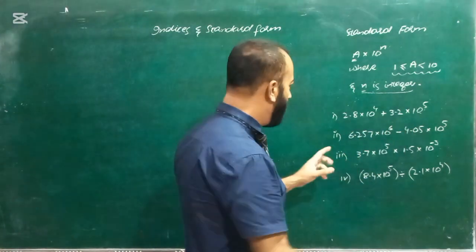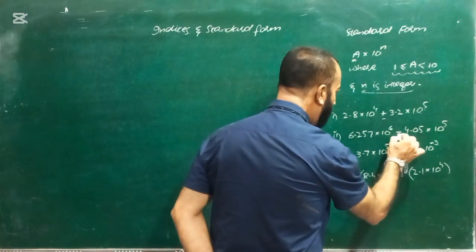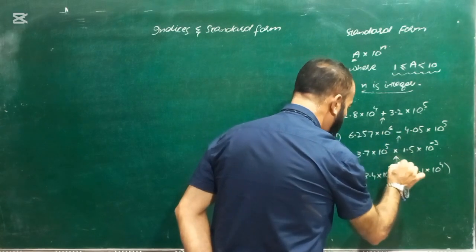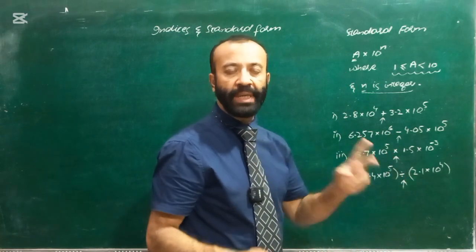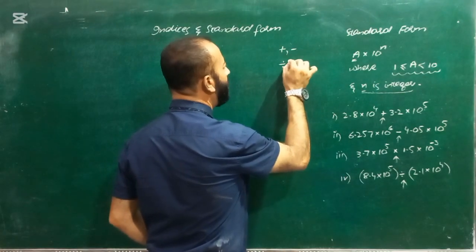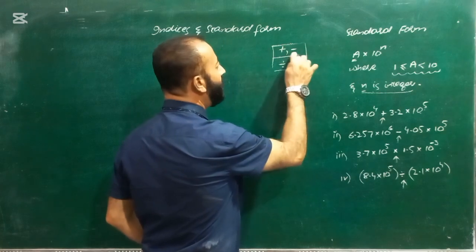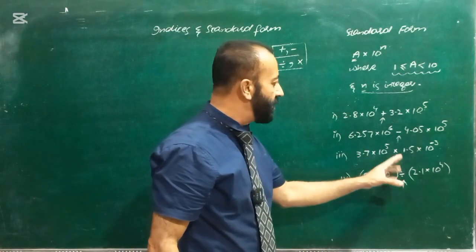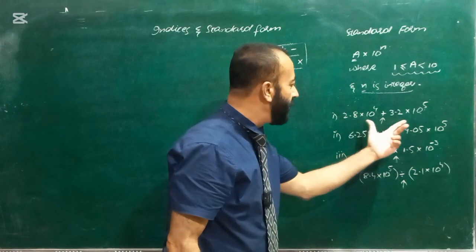So look now, here are 4 questions, and the statement is: solve this question and give your answer in standard form. Out of these 4 questions, you can see one is of plus, second is of minus, third is of multiplication, and the fourth one is of division. So actually, I have divided these questions into 2 categories. Plus and minus is one category, and division and multiplication is the second category. Plus and minus questions will be solved with the same rule, and division and multiplication questions will be solved with other rules. So these are 2 different categories.